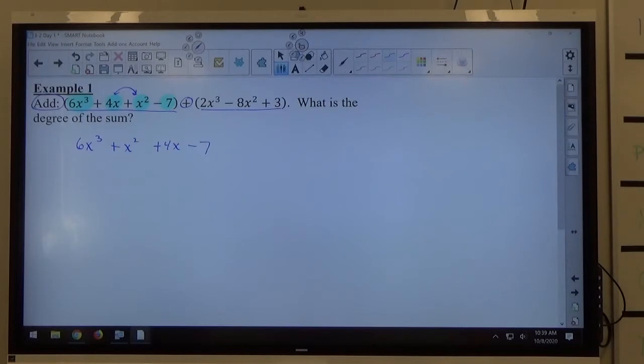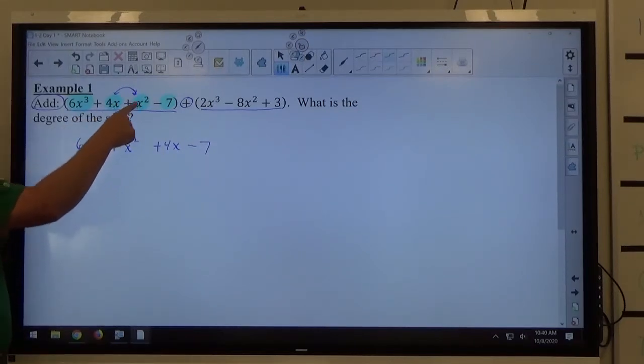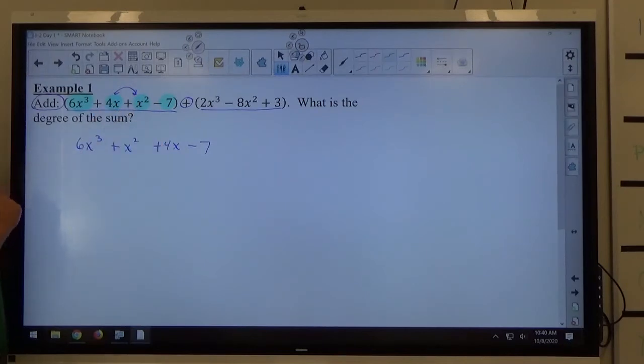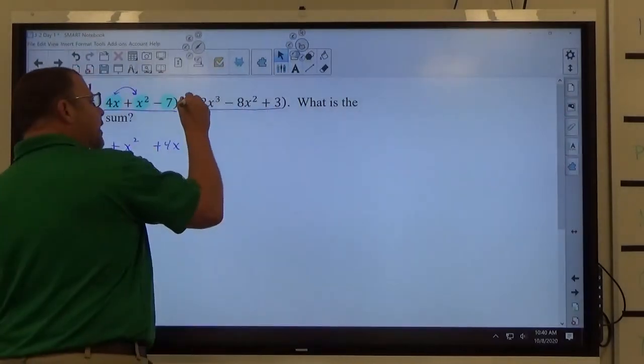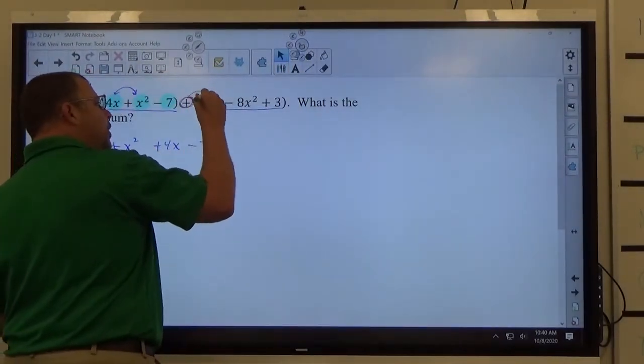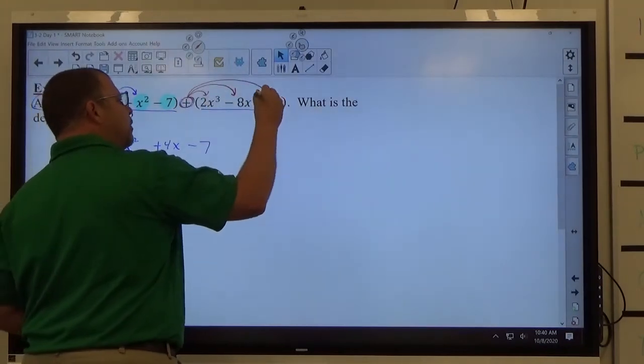Notice there is no equal sign in this problem. I'm not moving things across an equal sign, so signs aren't changing. I'm just rearranging things. This belongs in front of that, so I put it in front. They both stayed the same sign, positive x squared, positive 4x. Again, there's nothing in front of the parentheses to create any sign changes, so the signs are what they should be in the expression. We're adding to that polynomial 2x cubed, negative 8x squared, and positive 3.